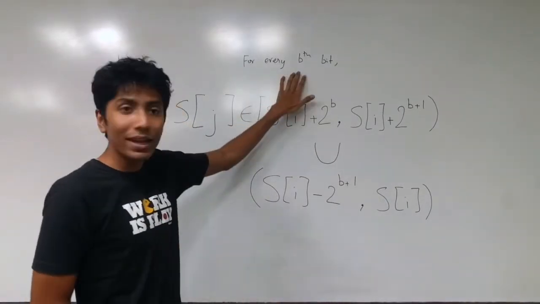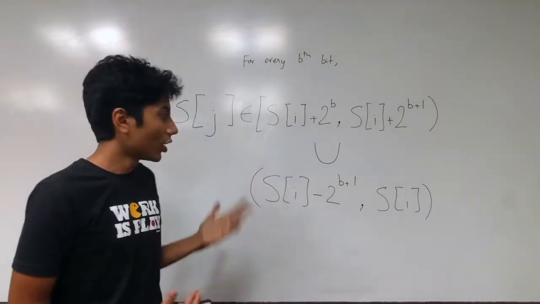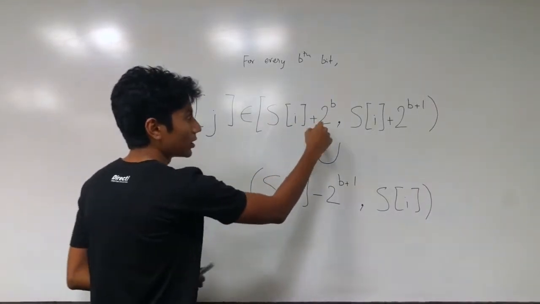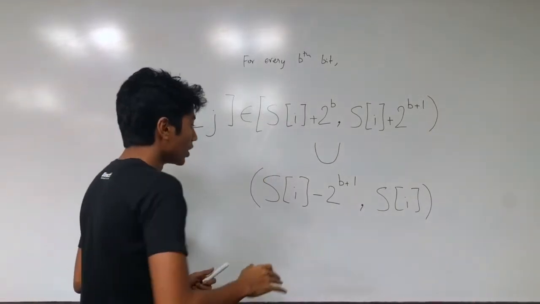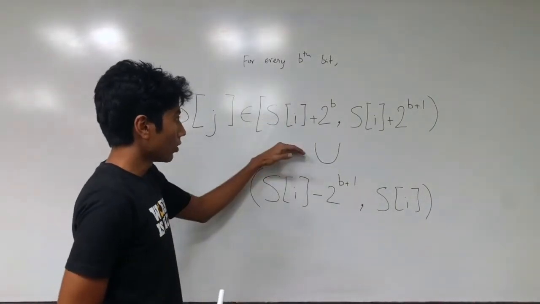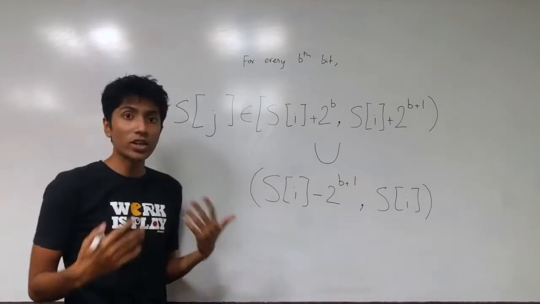And for every bth bit, we are actually doing this. I haven't actually written the b plus 1 and stuff like that because this is for every bth bit. Now, what we need to do to answer these queries is have a range data structure.